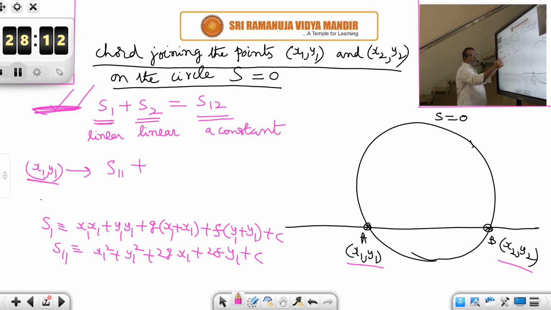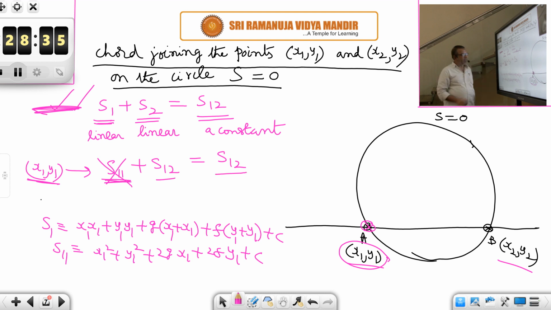In S2, if I substitute x1, y1, I will get S12. On the right side there is nothing to substitute, it is a constant. But S11 is 0, because x1, y1 is a point on the circle. If it is a point on the circle, then you know that S11 is 0. This part is 0, and already you know that S12 and S21 are equal. That means the point x1, y1 is satisfying this equation.